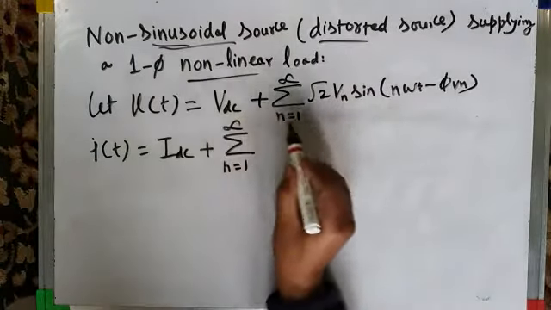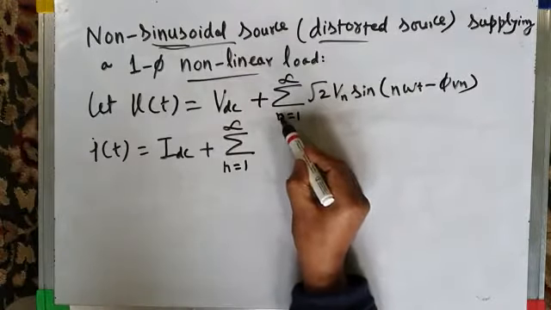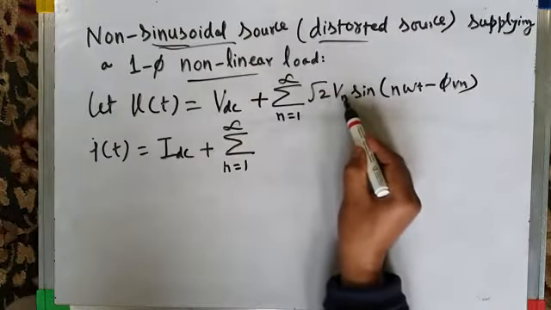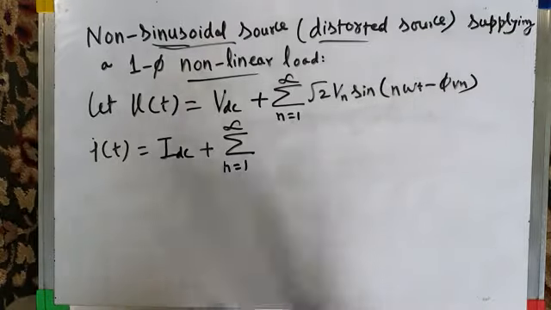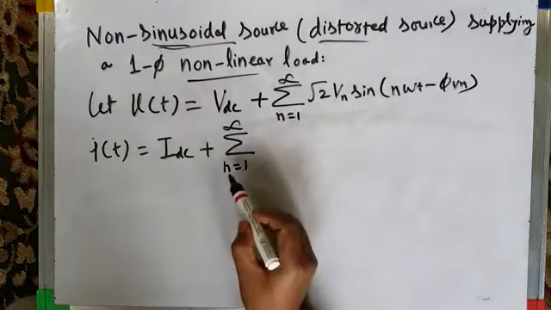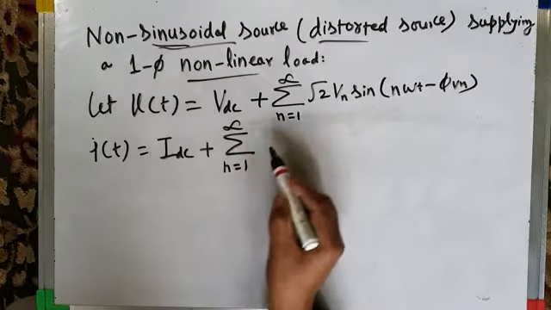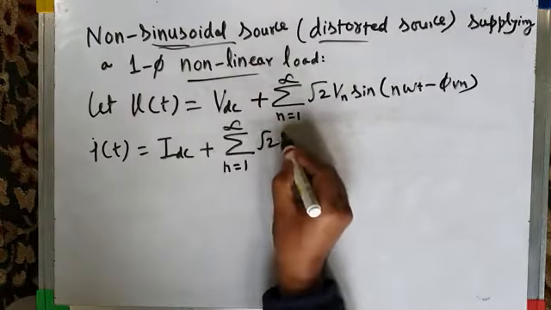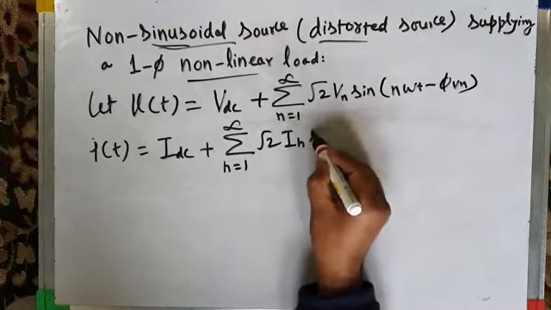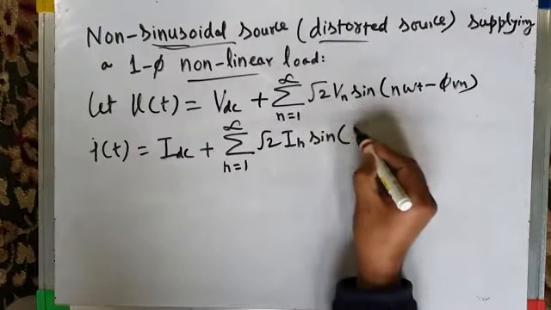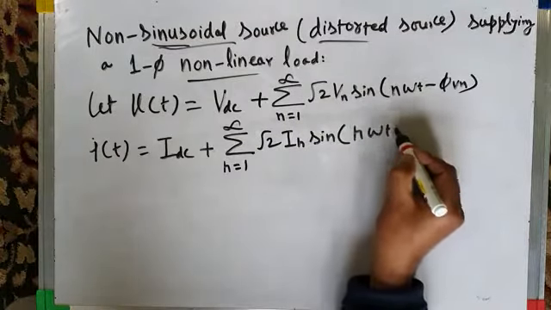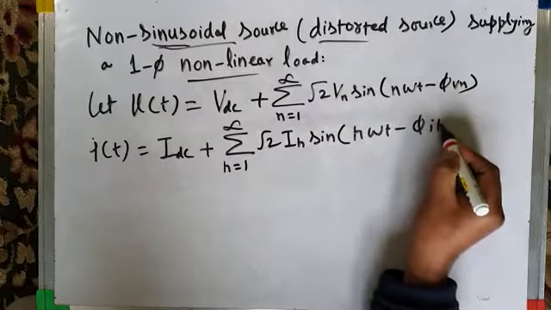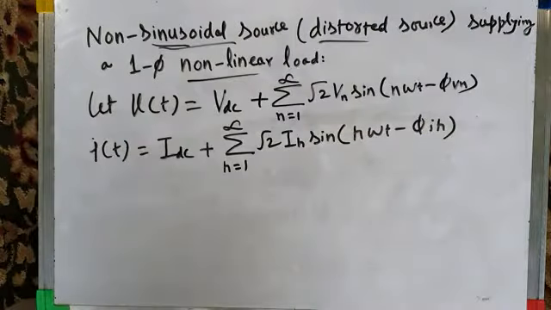The harmonics in the voltage are represented by n, like I have written here, root 2 Vn sin(n omega t minus phi Vn). And the harmonics in the current I will represent by h. So it is summation h = 1 to infinity of root 2 Ih sin(h omega t minus phi Ih). So this is the current which will be flowing.